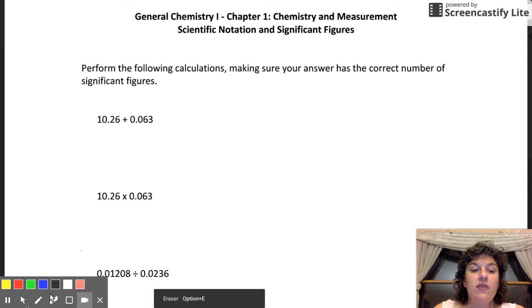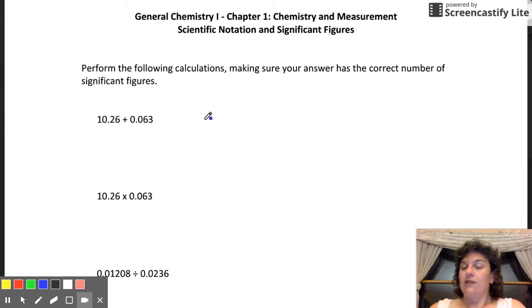Hi. So this is the Exam 1 practice worksheet, and I'm going to go through significant figures with calculations first. Let me grab the pen and come up here.